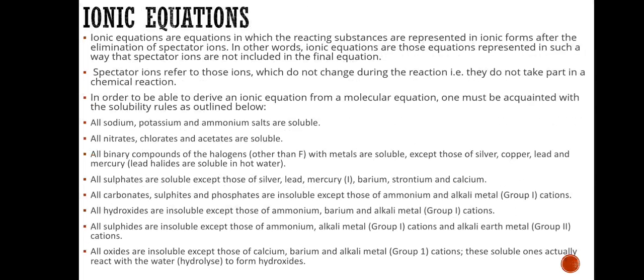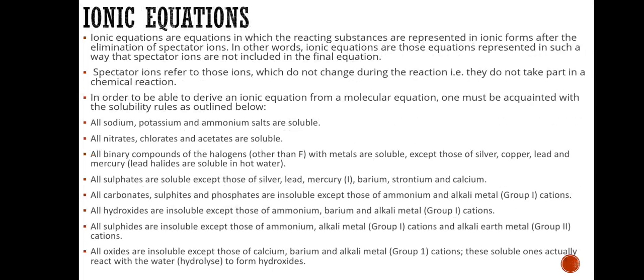Moving on, let's see the ionic equations. Ionic equations are equations in which the reacting substances are represented in ionic forms after the elimination of spectator ions. In other words, ionic equations are represented in such a way that the spectator ions are not included in the final equation. Now what are spectator ions? Spectator ions are those ions which do not change during the reaction. This means that they do not take part in the chemical reaction; no changes occur to them.